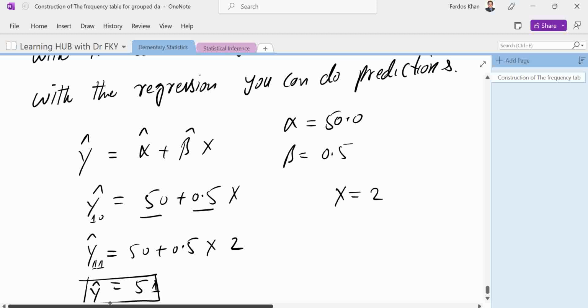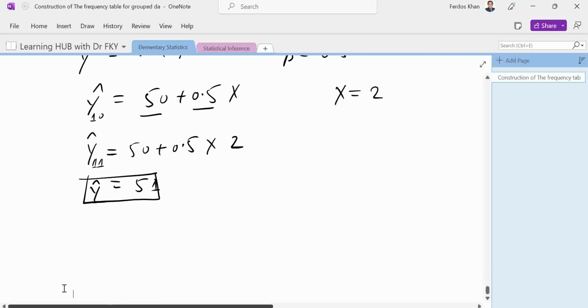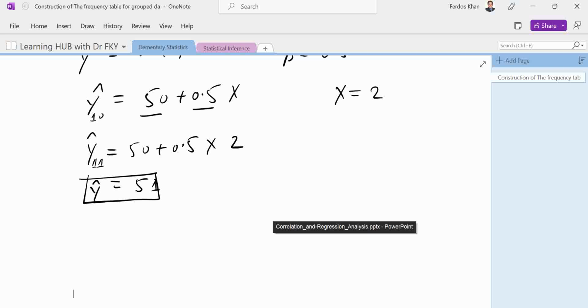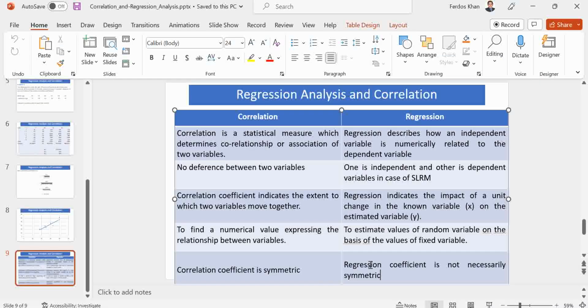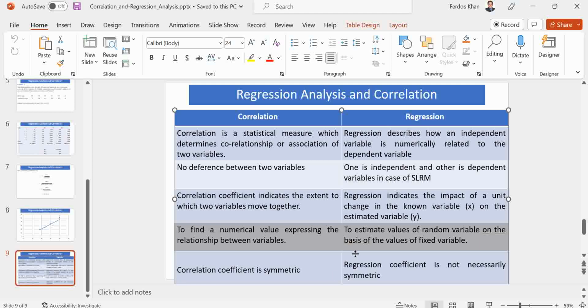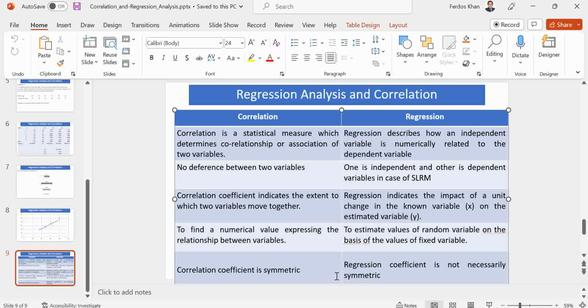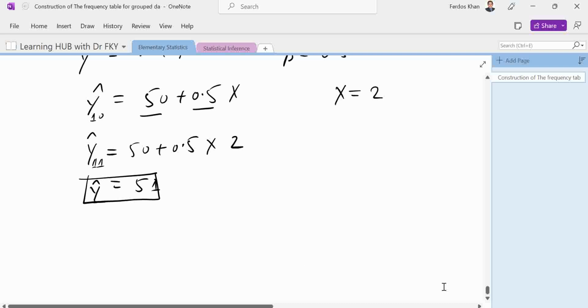You cannot do prediction with correlation. This is the most important difference. So if you have a problem like this, you can use regression, not correlation. Okay. Now the last point, which is very important, I would like to discuss. Correlation coefficient is symmetric, and regression coefficient is not necessarily symmetric. I would like to explain this here.